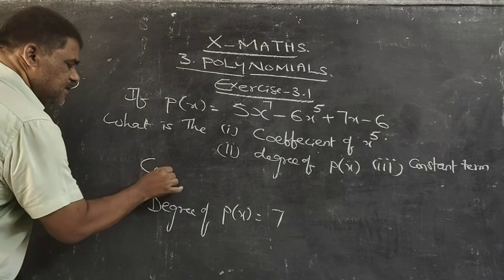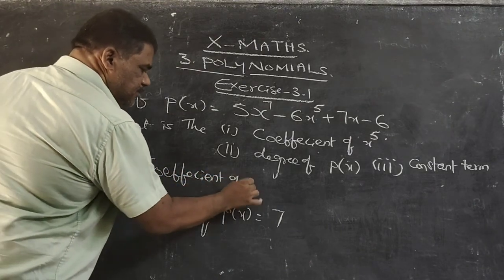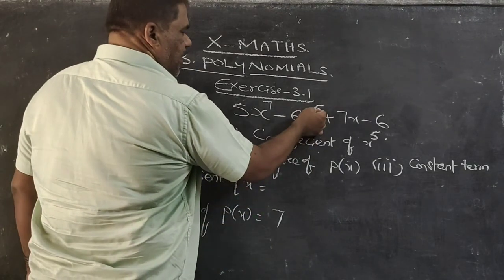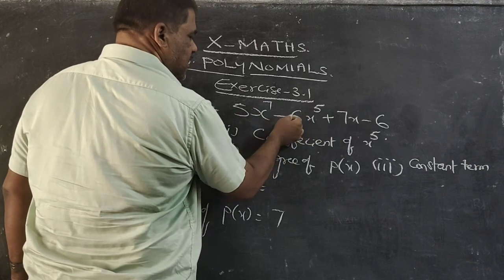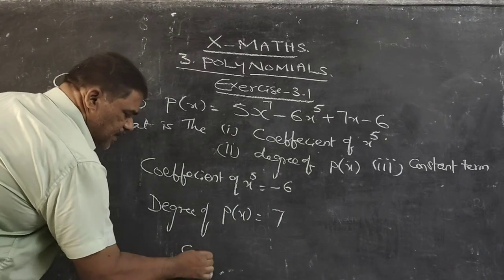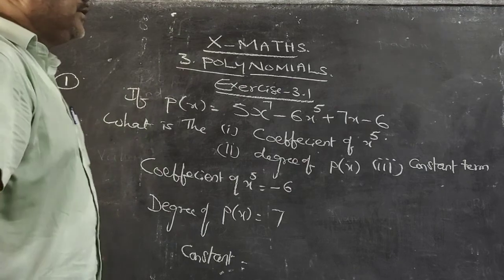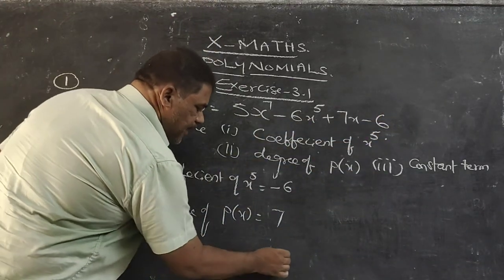Now next one is, what is the coefficient of x to the power 5? Here for x to the power 5, the coefficient is the number beside it on the left side, that is minus 6. Next, constant. Constant means without x. Here 6 is a term without x, so the constant is minus 6.